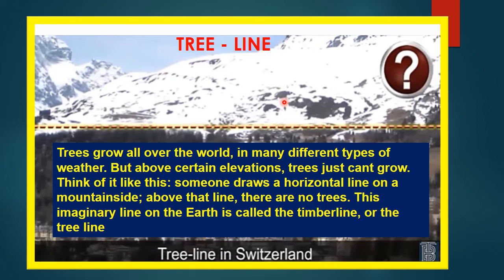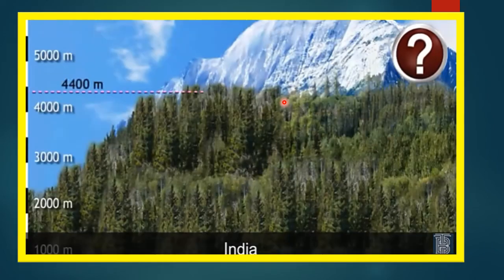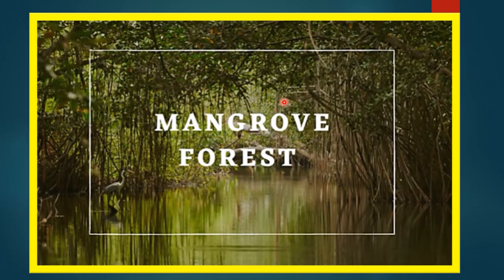This is an imaginary line on the earth, and it is called the timber line or the tree line. After this line, that is the edge of the habitat, after which there is no vegetation. Only covered with snow. In India, the tree line starts from 4,400 meters. Now let us look into the characteristics of the mangrove forest.